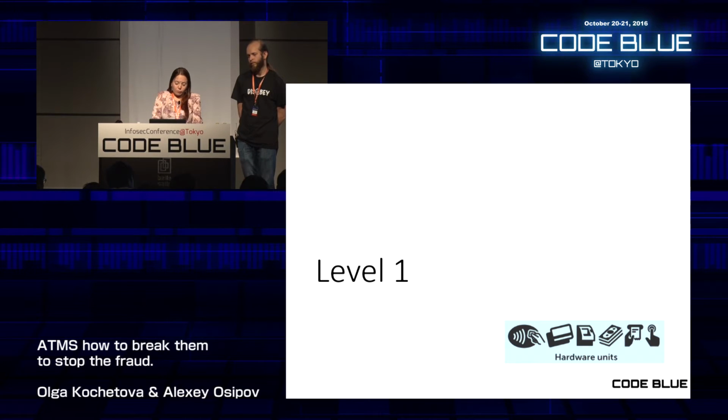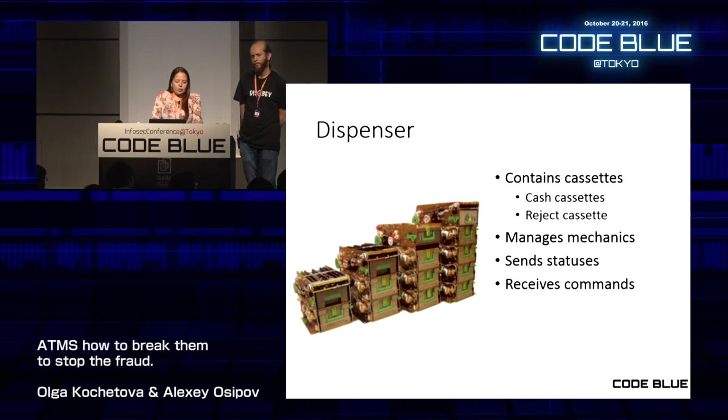But let's go up to level 1. It's the level of hardware units. A typical dispenser consists of 4 cash cassettes and 1 cassette for rejected notes. Each cash cassette holds 3,000 banknotes. So a typical dispenser and typical ATM, for example here in Japan, might contain up to 50 million yen.